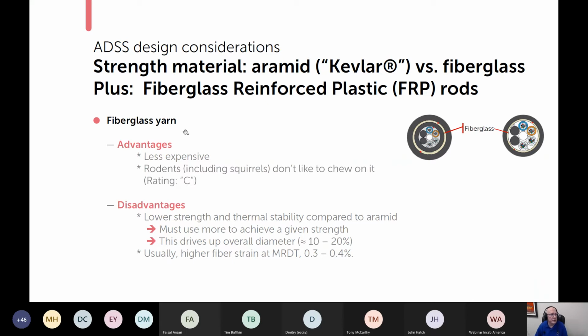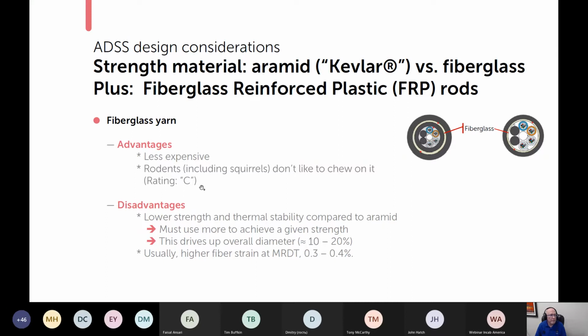Your other choice for strength material is fiberglass yarn, and it's a lot less expensive than aramid, and rodents don't like chewing on it, including squirrels. So if you replaced aramid with fiberglass, you can easily get a C rating. So I'm talking US grade school, A, B, C, D, or F. You can get a C easily using fiberglass yarn.